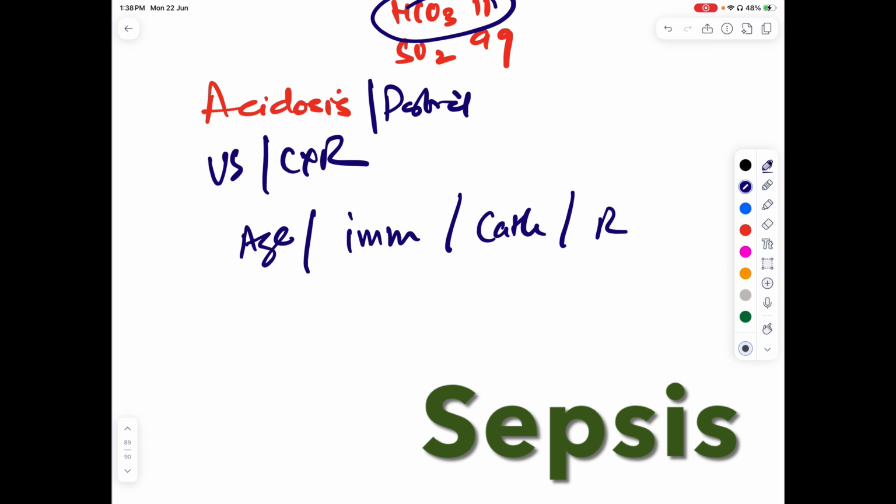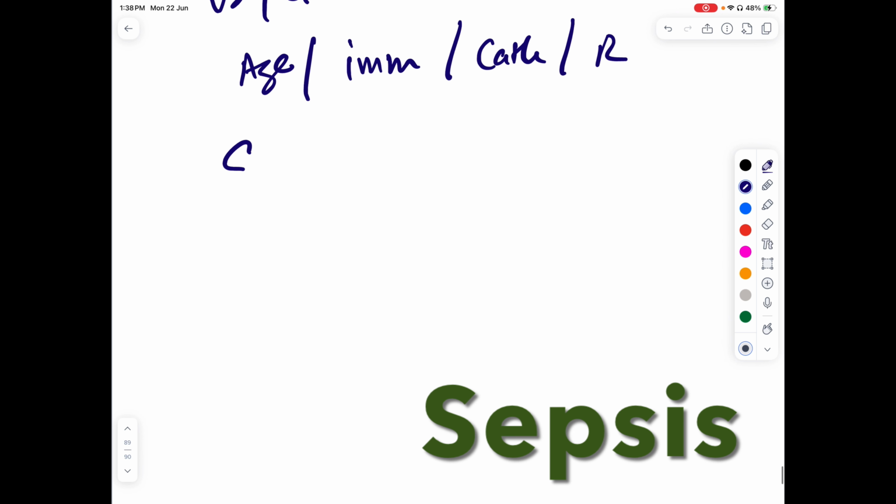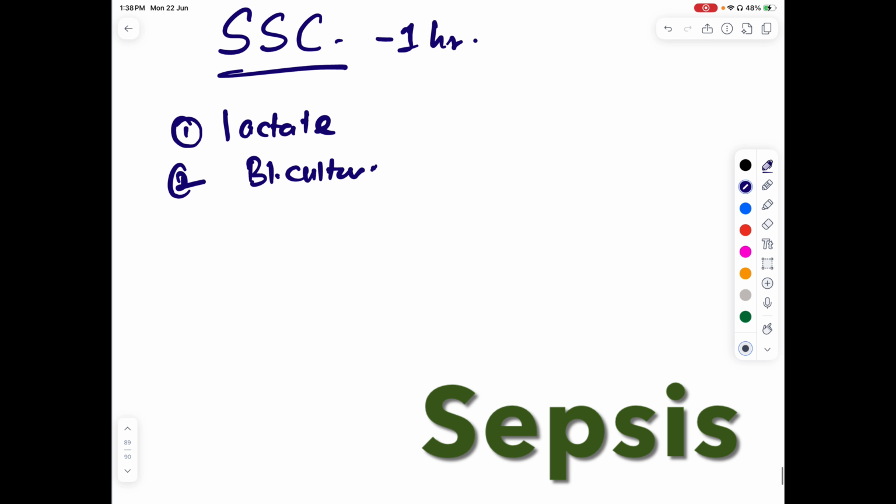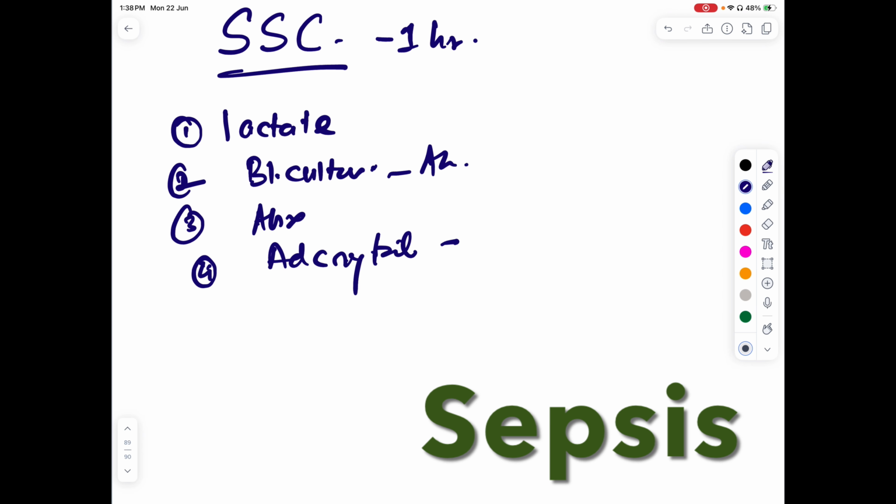What is the 1 hour care bundle of the Surviving Sepsis Campaign? The 1 hour bundle: measure lactate, that is one thing within 1 hour. Second is blood culture, before antibiotics. Third, antibiotics have to be given. Fourth, administration of crystalloids for resuscitation, and vasopressors.